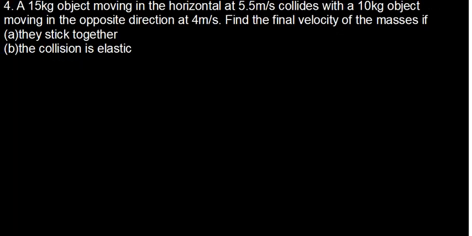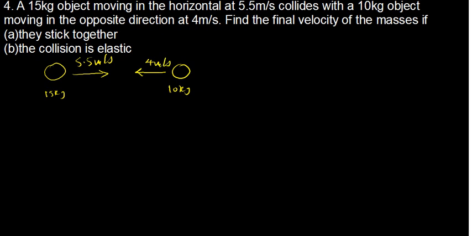Okay. Another question given, a 15 kg block object moving in the horizontal at 5.5 meters per second collides with a 10 kg object moving in the opposite direction at 4 meters per second. So we've got something, let's say this object, which is 15 kg, is moving in that direction at a velocity of 5.5 meters per second. And then it collides with another object which has got a mass of 10 kg, which is moving in the opposite direction at a velocity of 4 meters per second.